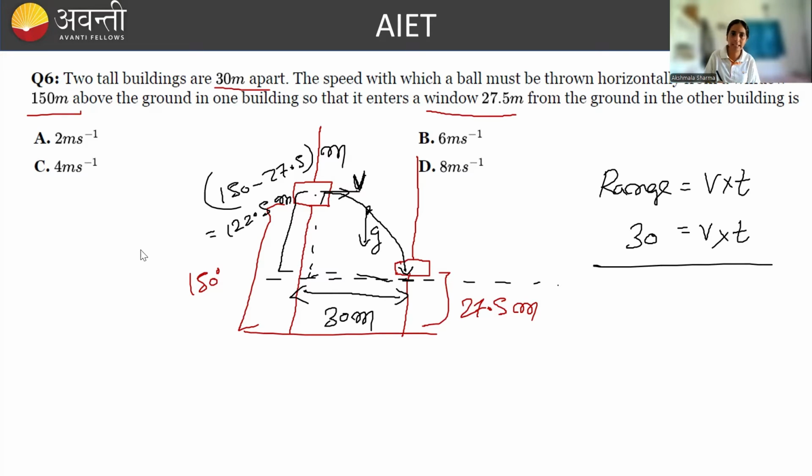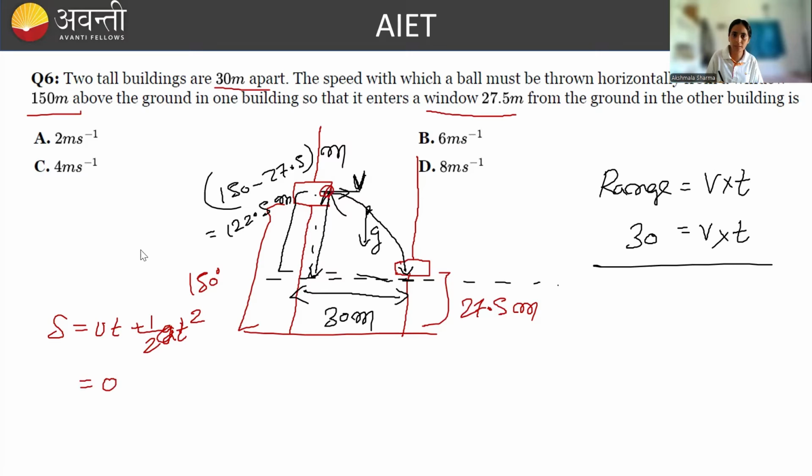So let's calculate T. How can we calculate T? When this ball is jumping into the second window, what is happening? It is traveling 30 meters in the horizontal direction and 122.5 in the vertical direction. So if we use the second equation of motion in the vertical direction, we can calculate time. So in the vertical direction, let's use this formula: S equals ut plus half at square. Taking upward direction as positive and downward direction as negative, the initial velocity in the vertical direction is 0. So this term will become 0.